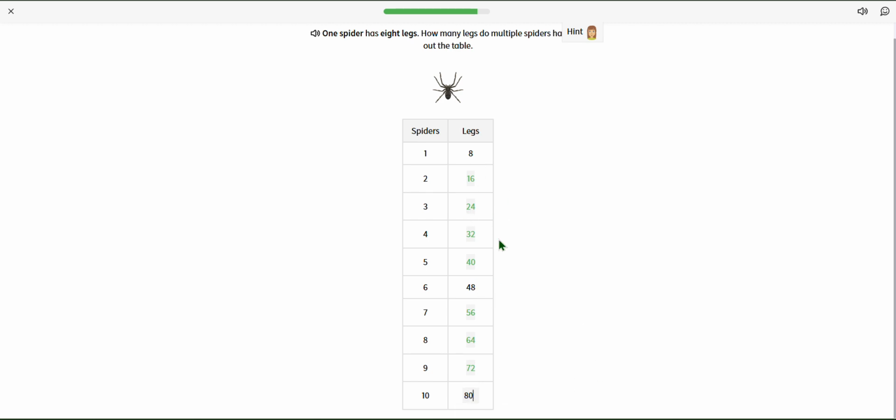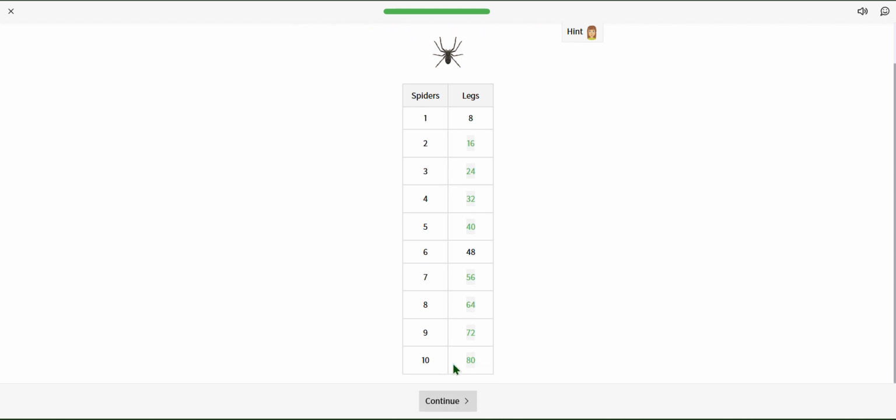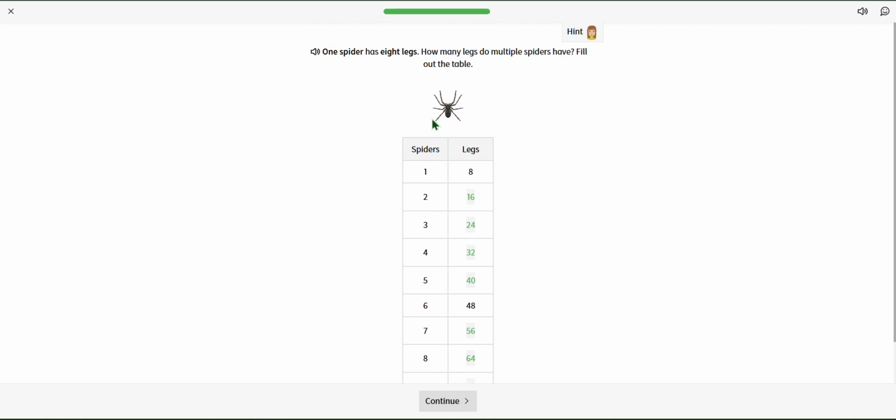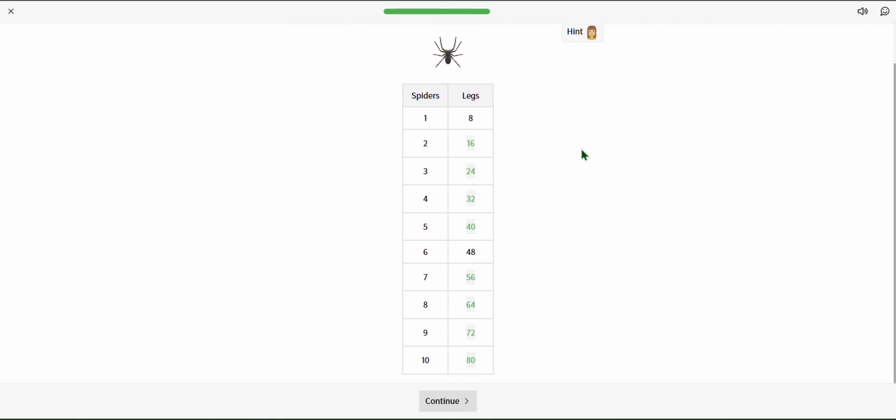So this cycle, this pattern, is always going to be our ending in the ones place, 8, 6, 4, 2, 0. And then it starts again. So that's our table. That is a good practice if you're wanting to practice your 8s. Just a fun little question as well, but thinking in groups of 8, and then always remember the pattern.